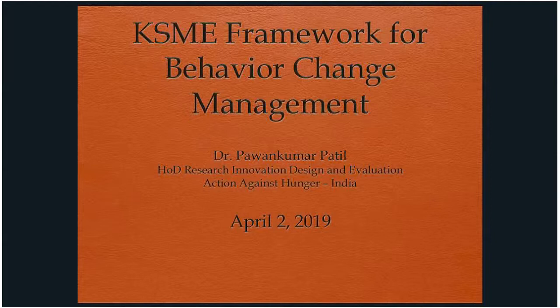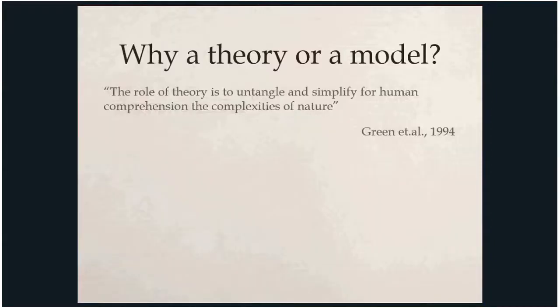So it's a very simple framework, and we will see why we need a theory and what all theories are available, and why this particular framework is very easy to design, implement and adopt to any of the programs that we are doing. So why a theory? The role of theory is to untangle and simplify for human comprehension the complexities of nature. Very beautifully, very simply explained the need of a theory or a model.